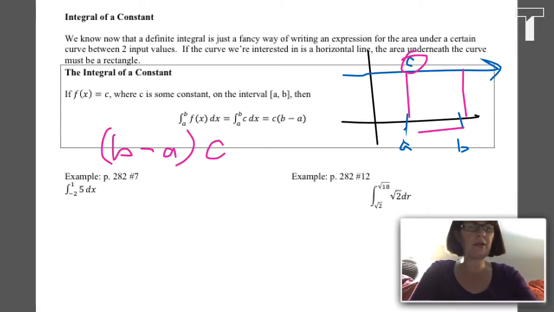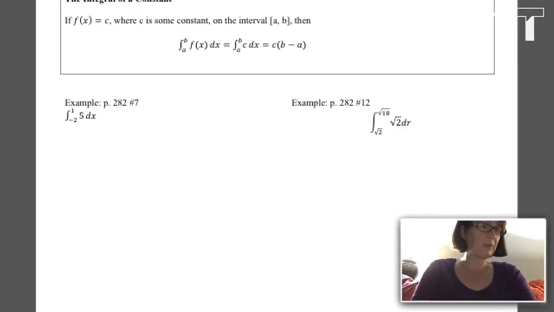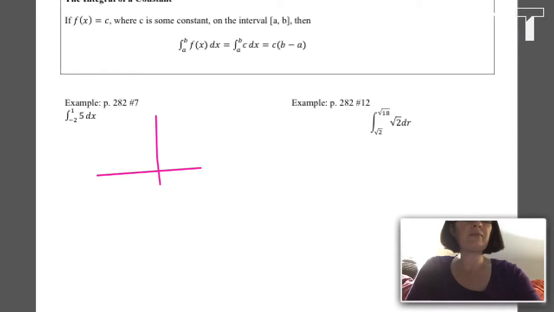Let's try these examples out. Now eventually you'll be able to do these without making a picture, but go ahead and make a picture here. I have a whiteboard up. There we go. So here's the function y equals 5. And I want to find the area under it from -2 to 1.